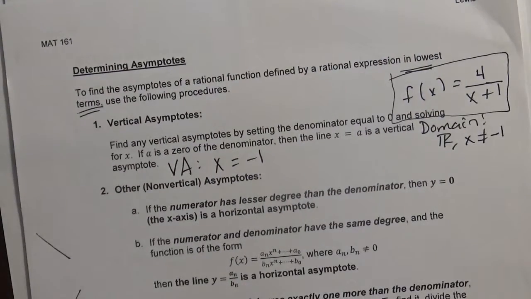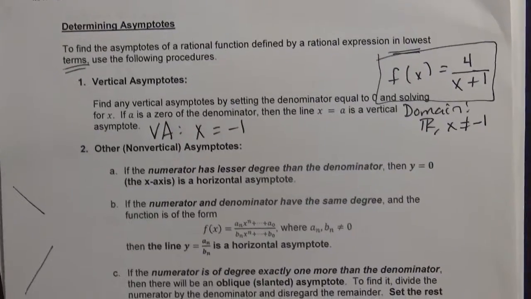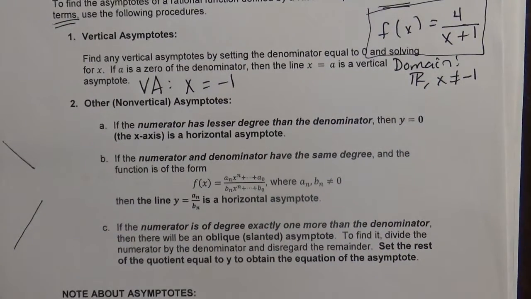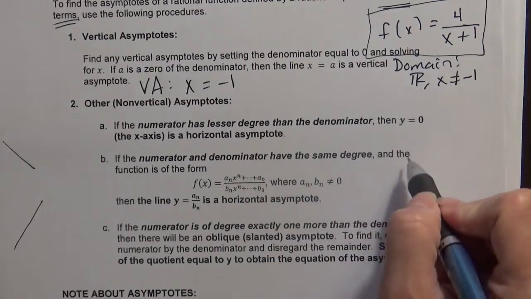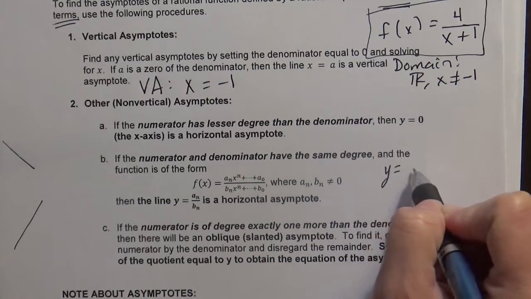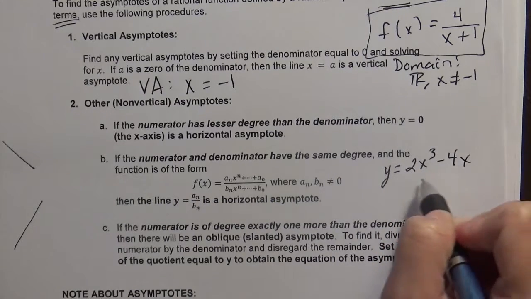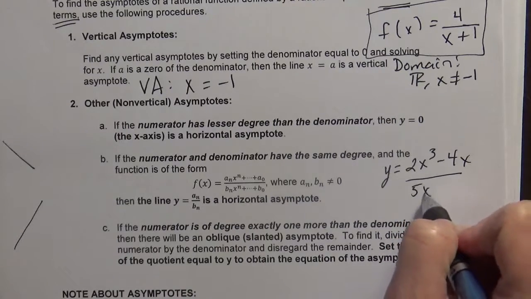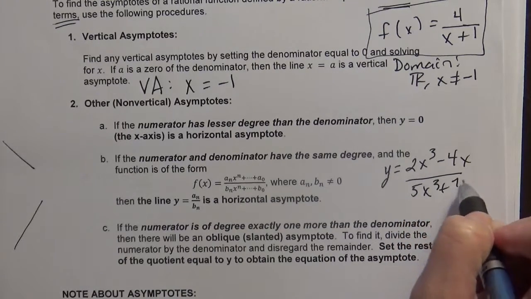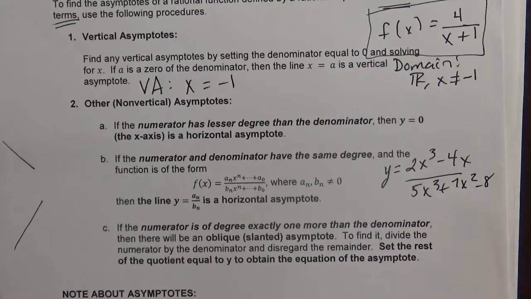So it's saying that if the numerator has a smaller degree than the denominator, then y equals 0, or the x-axis is a horizontal asymptote. Part B. If the numerator and denominator have the same degree, for example, you might have y equals 2x cubed minus 4x divided by 5x cubed plus 7x squared minus 8. Okay, the numerator has degree 3 and the denominator has degree 3.